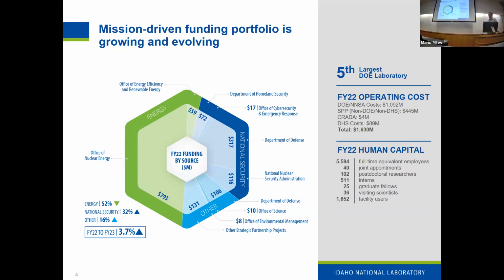So just to show how those different mission areas are broken up, I wanted to give a few statistics. INL is the 5th largest Department of Energy national lab. In terms of operating budget, we're about $1.6 billion annually with about 5,500 full-time employees. If you look at the breakdown of where we spend our money, which is roughly equivalent to our time, just over half of our work is toward energy related work. And the bulk of that is from the Office of Nuclear Energy within DOE.